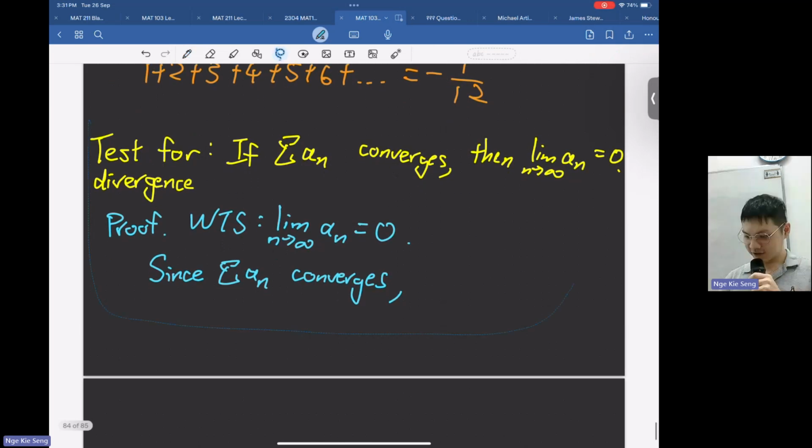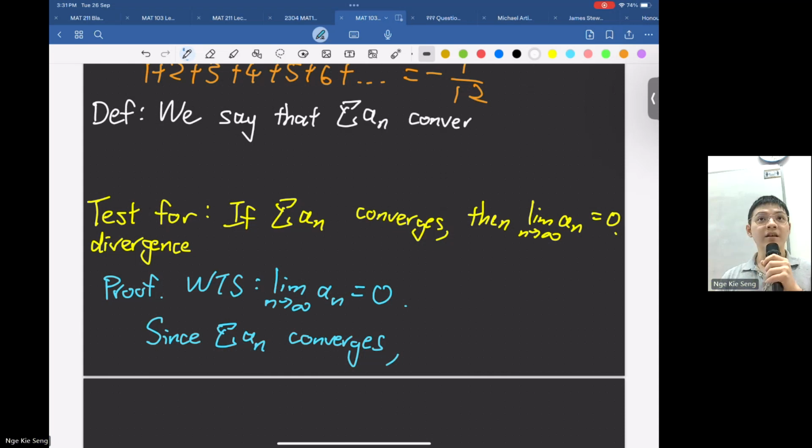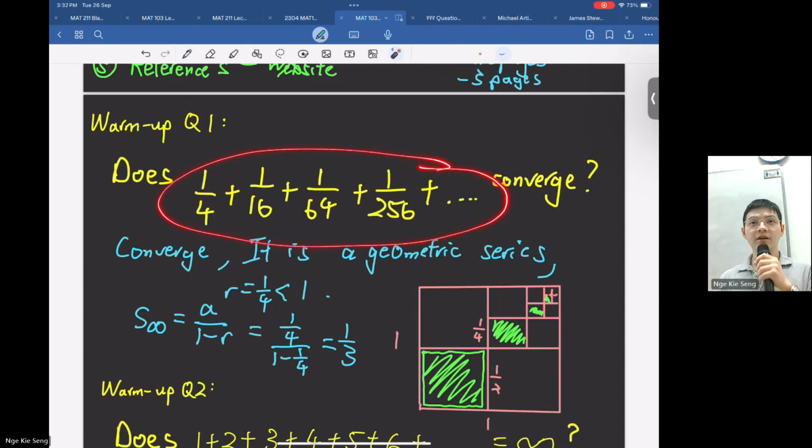Okay. How about we recall what's the definition of sum of AN to converge? Okay. So we say that the infinite series converges. Make sure everyone listens carefully, otherwise you'll be gone for this whole lecture. We say that the infinite series converges if the infinite series equals some s, where s is finite. Does everyone understand the statement here? The series equals some number, which you can write down. For example, just now, this geometric series converges because the series equals some finite number.